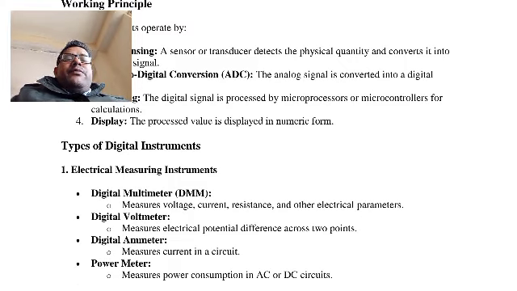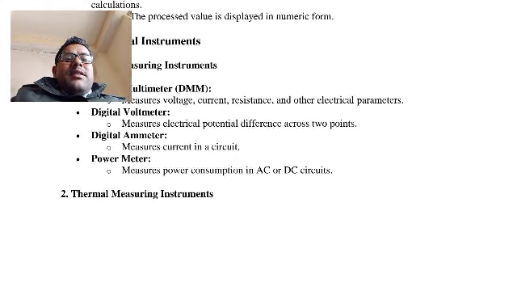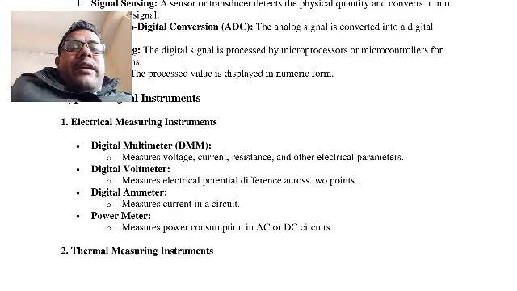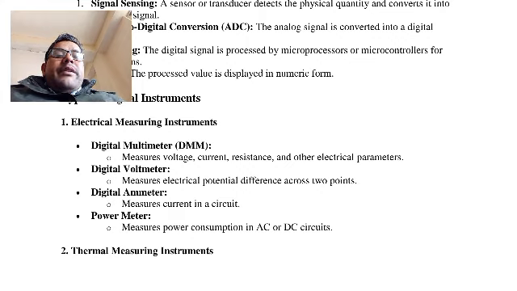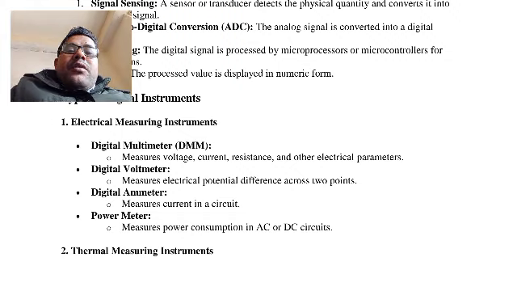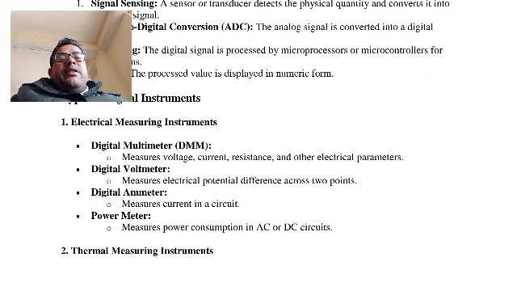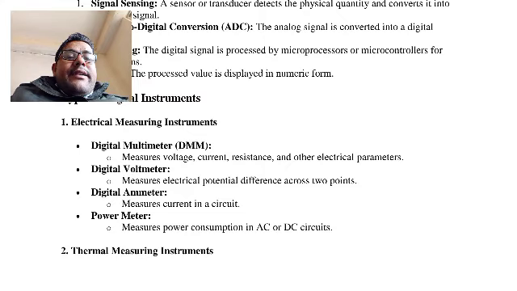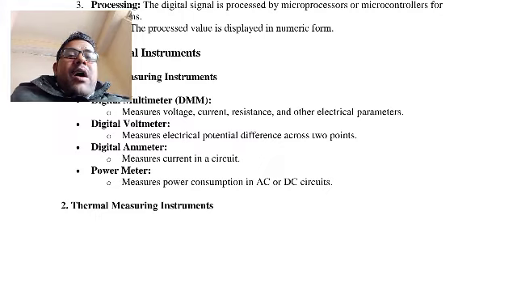Now we will discuss different types of digital instruments. First, electrical measuring instruments: the digital multimeter, which can measure voltage, current, resistance, and other electrical parameters. A digital voltmeter measures the electrical potential difference across two points. A digital ammeter measures the current in a circuit, and a digital power meter measures power consumption, AC or DC.